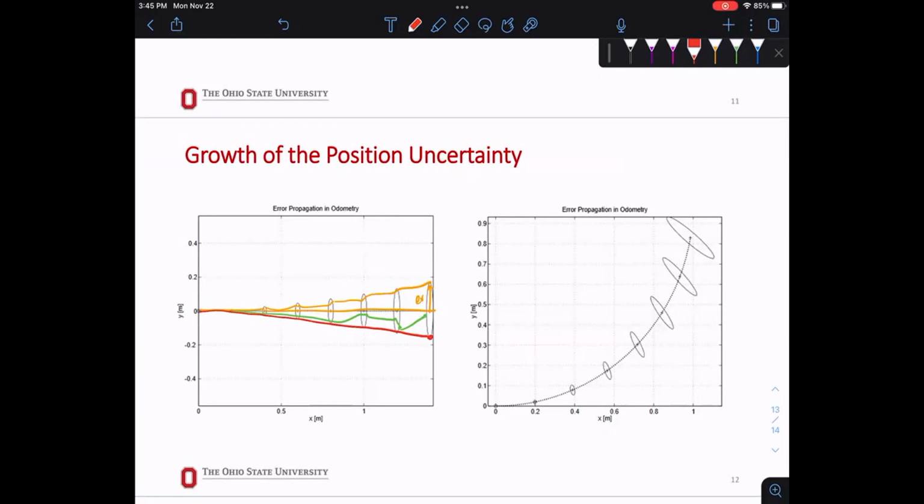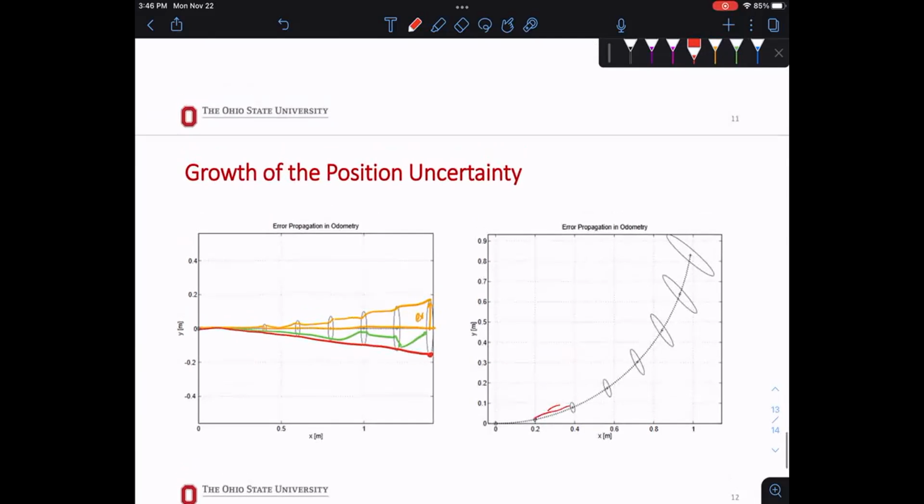So if you're going on a straight line, the error propagation is always vertical, perpendicular to the path, because you're supposed to go straight, right? So the error propagation is on the straight path. But if you're going on a circular trajectory, your error propagation is not going to be perpendicular, but you still will have the bounds. So the worst case that can happen is this.